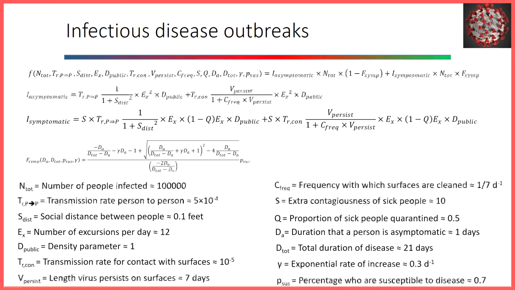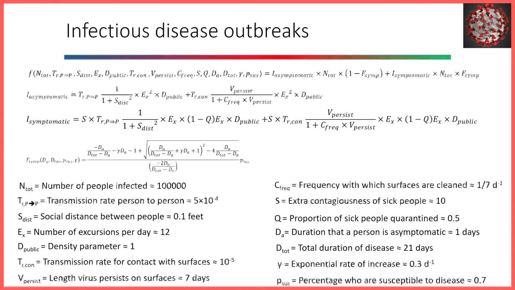times TR_p2p times 1 over 1 plus S_dist squared times Ex times 1 minus q Ex times D_public plus S times TR_con times V_persist over 1 plus C_freq times V_persist times Ex times 1 minus q times Ex times D_public.